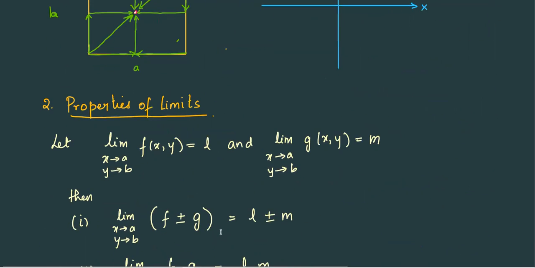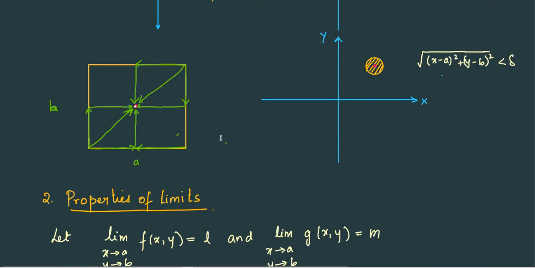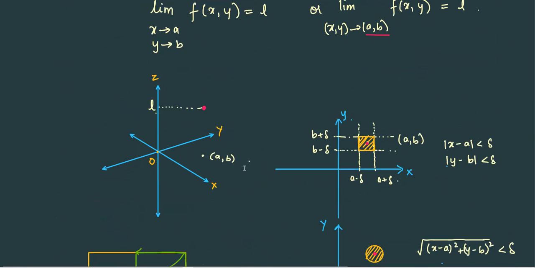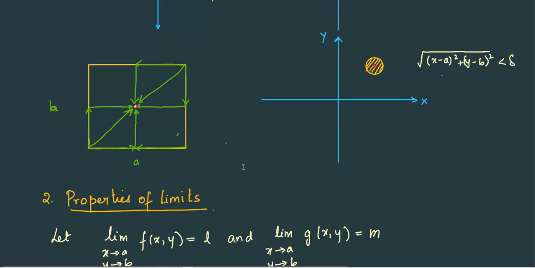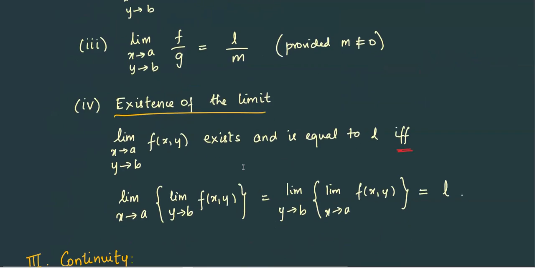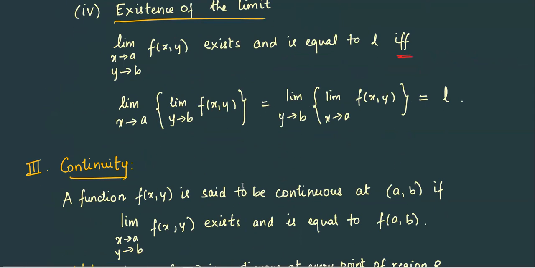It is not just approaching from the left or approaching from the right. There are many paths in which we can approach the point. So when we talk about limits now, it is not just approaching from the left and approaching from the right. It is approaching along any path. And the limit exists if these two limits are equal. That's what we discussed last time.